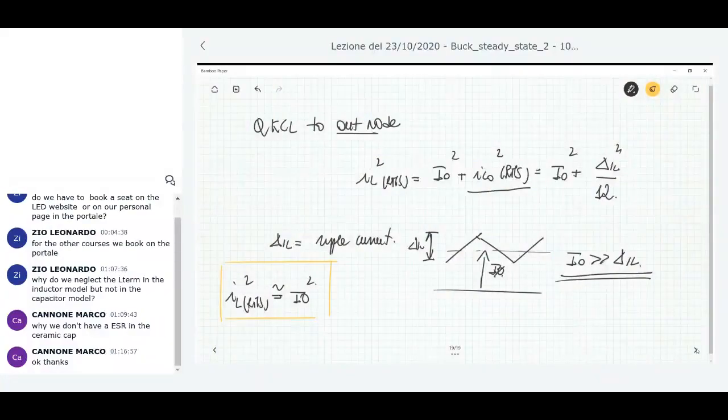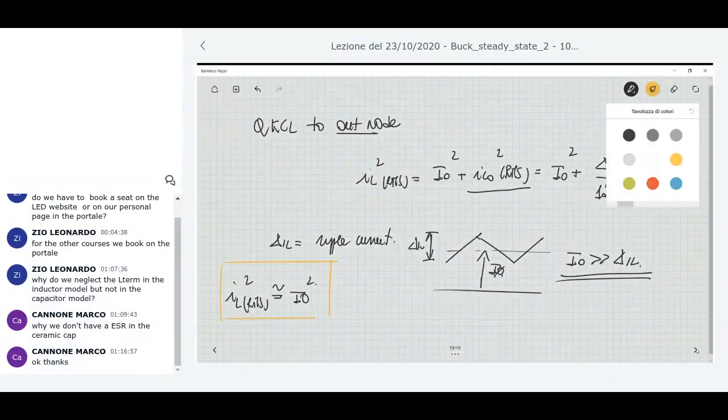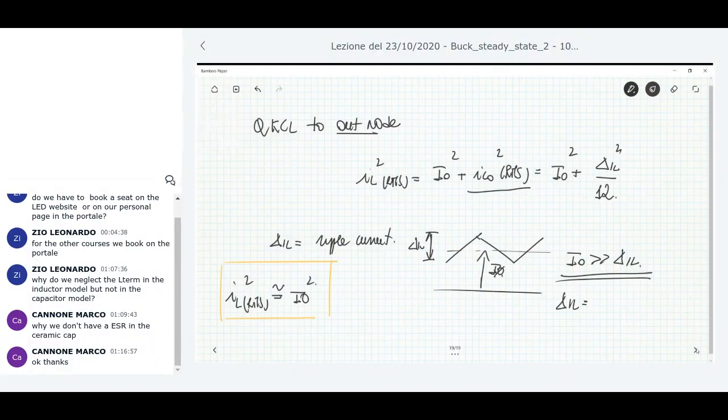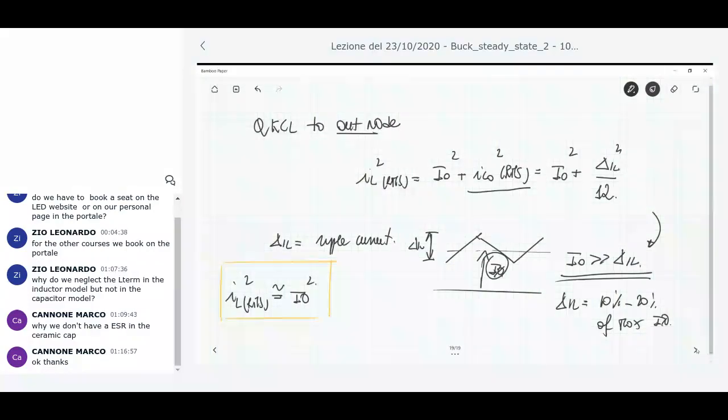Typically, okay, so this is a very good situation. Typically, delta L, just to give you some numbers, is a few percent of the maximum output current. Let's say 10%, maybe 20%, or even less of maximum output current. If you keep in mind this kind of situation, that reduces the stress of all components and will give you another positive situation that I will describe later. Then the root mean square value of the inductor current is the same as the output current. Okay.